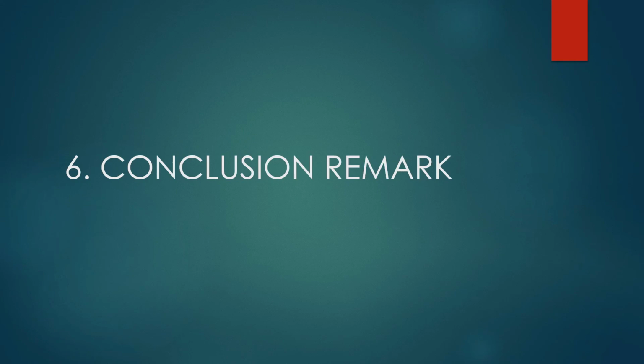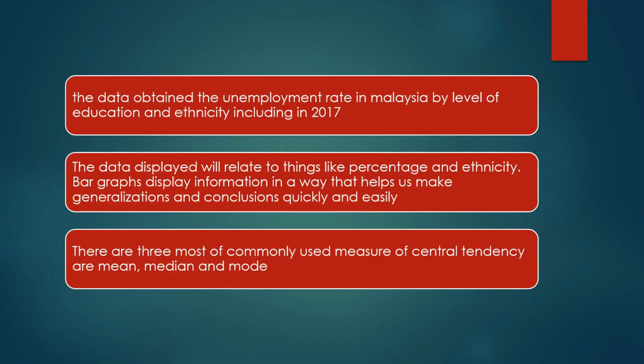Okay, next is the concluding remark. Based on the data obtained, the unemployment rate in Malaysia by level of education and ethnicity is included in 2017. The data display will relate to things like percentage and ethnicity, but graphs display information in a way that helps us make generalizations and conclusions quickly and easily. And there are three most commonly used measures of central tendency, which are the mean, the median, and the mode. That's all.